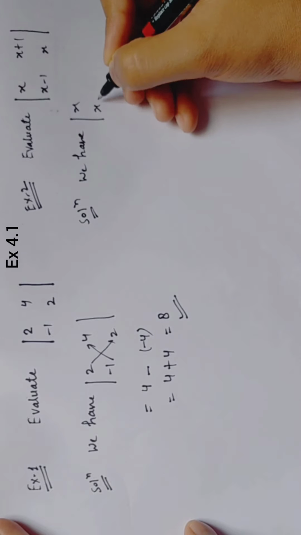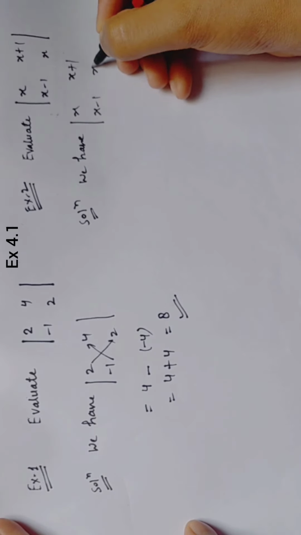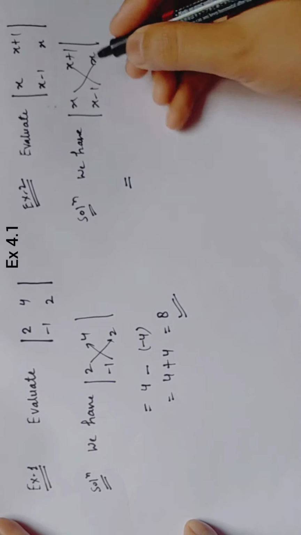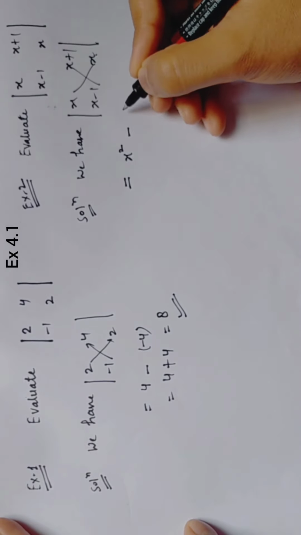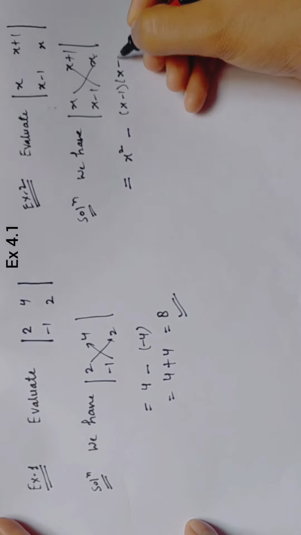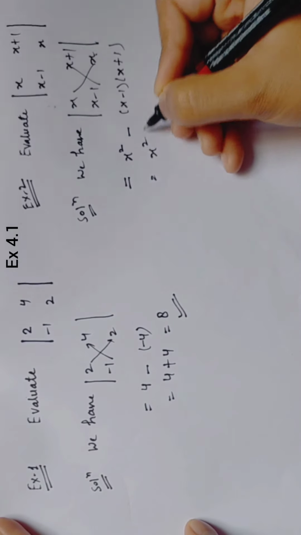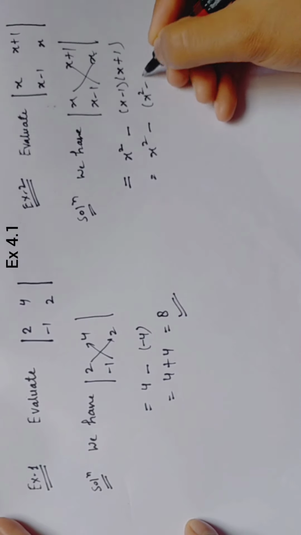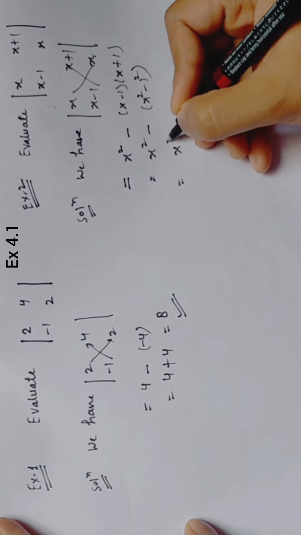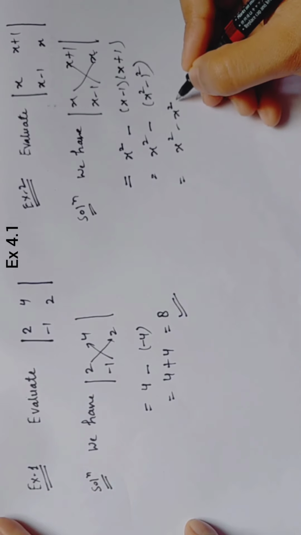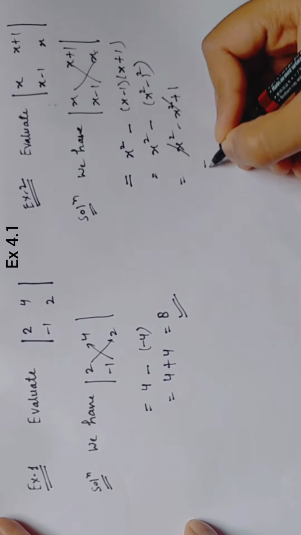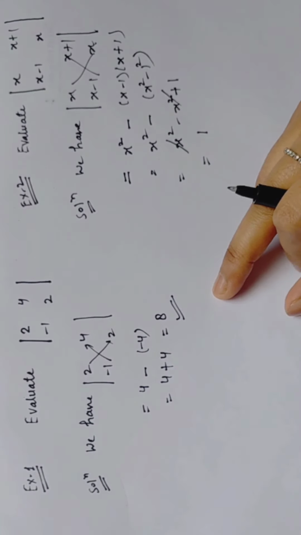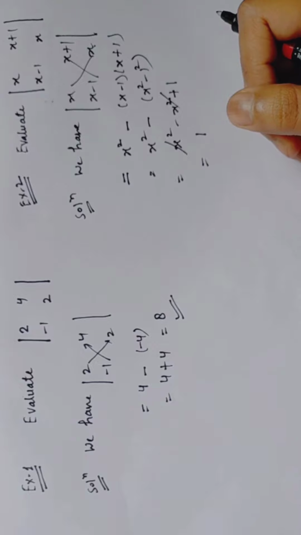mod x, x minus 1, x plus 1, x, that is equal to, again cross multiply, x into x, x square, minus x minus 1 into x plus 1. So I will use the identity a minus b into a plus b is equal to a square minus b square. So I will open the bracket, it will give me plus 1, that is equal to 1, the answer. So this is very easy. We can directly solve problems of 2 by 2 by cross multiplying.